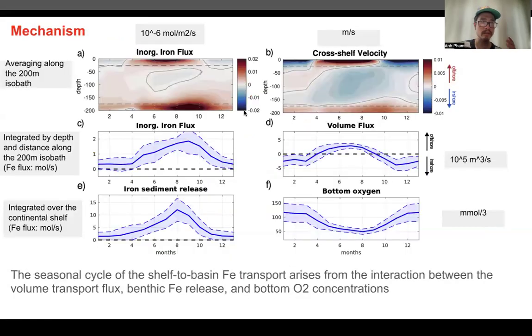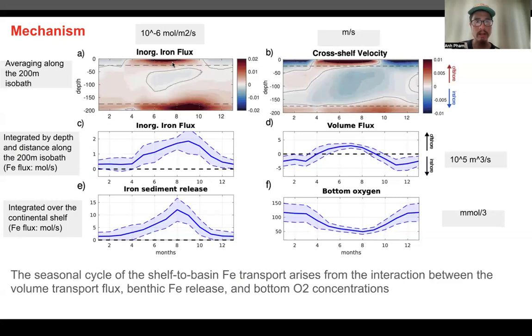And we would like to understand the mechanism behind the shelf-to-basin iron transport along the northern US West Coast, and we are doing that by analyzing the cross-shore iron transport as a function of depth and months, along with the cross-shore volume flux also as a function of depth and months, and these two fluxes are averaged along the 200-meter isobath, and we have here the blue color showing the inshore transport and red color showing the offshore transport.